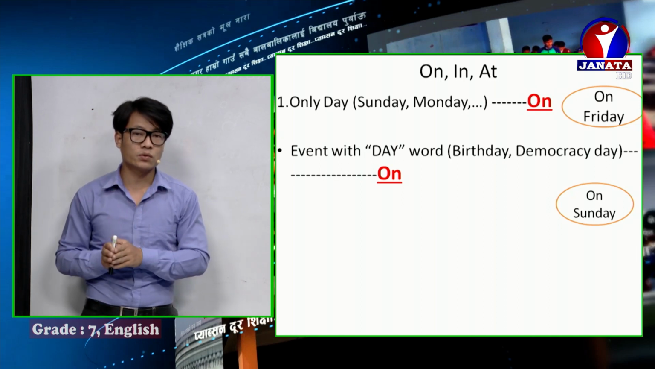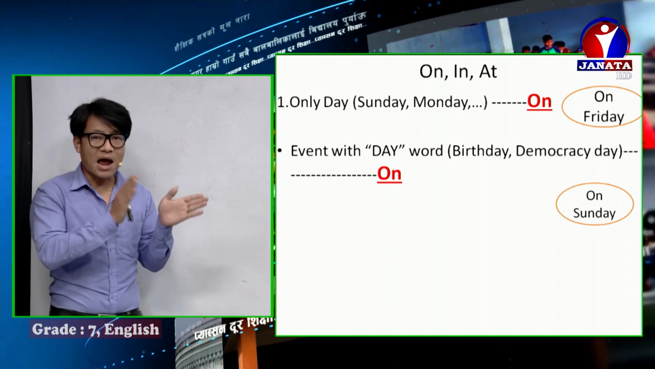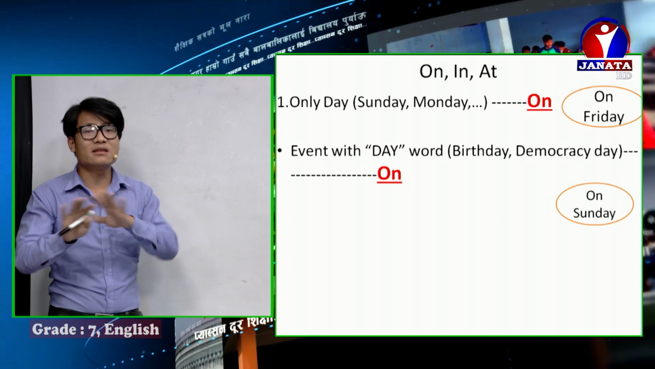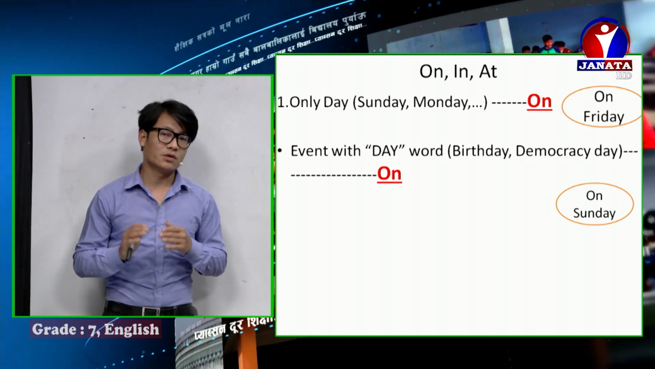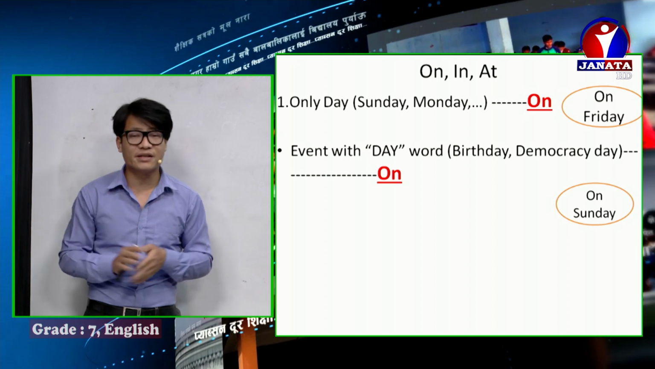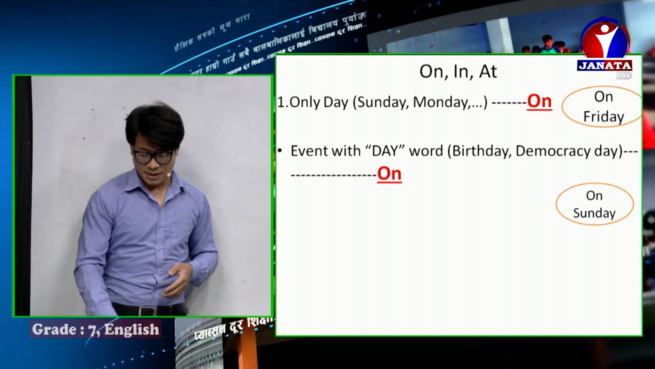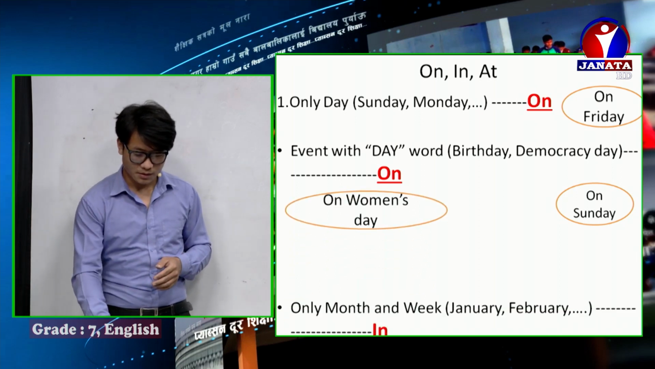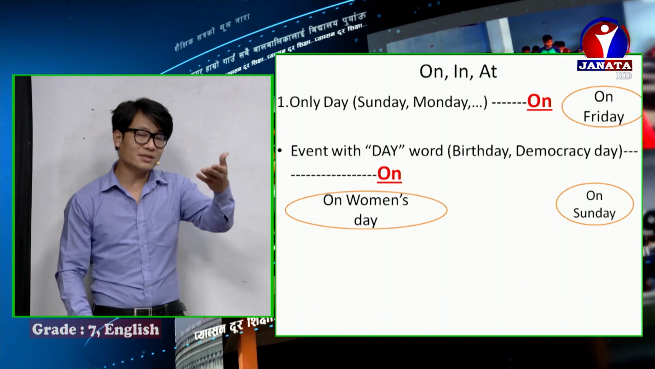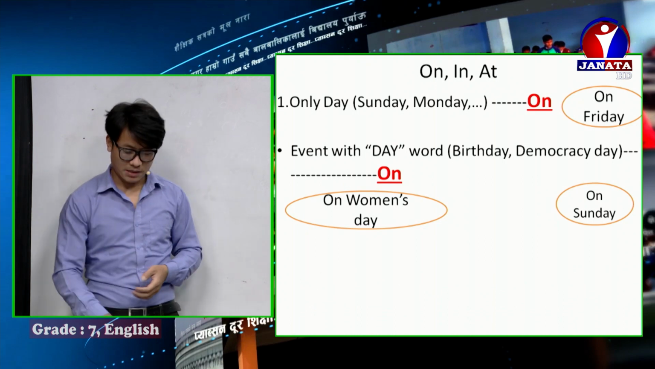Then we should use the preposition "on" with Women's Day and Parents Day, because Parents Day is not a festival. Democracy Day is not a festival. Birthday also is not a festival. So we use "on". Example: on Women's Day, on Parents Day, on birthday, like this.